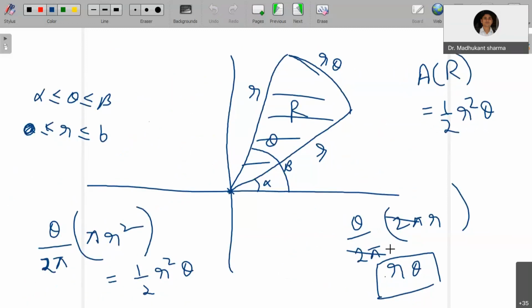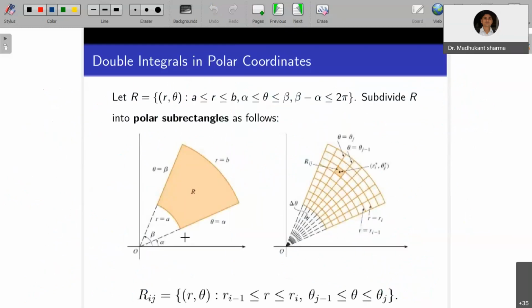Okay, right. So now I have introduced a very simple rectangle which is starting from r equals a to r equals b, and theta lies between alpha to beta. Now I want to identify the double integral over polar coordinates. When you transform it into polar coordinates, how will the limits look and so on.